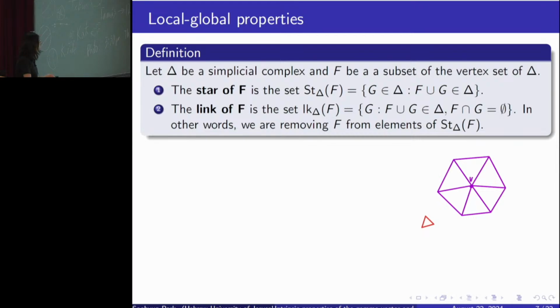So let's take this particular simplicial complex. What would be the link of the vertex here? Any volunteers? No one?